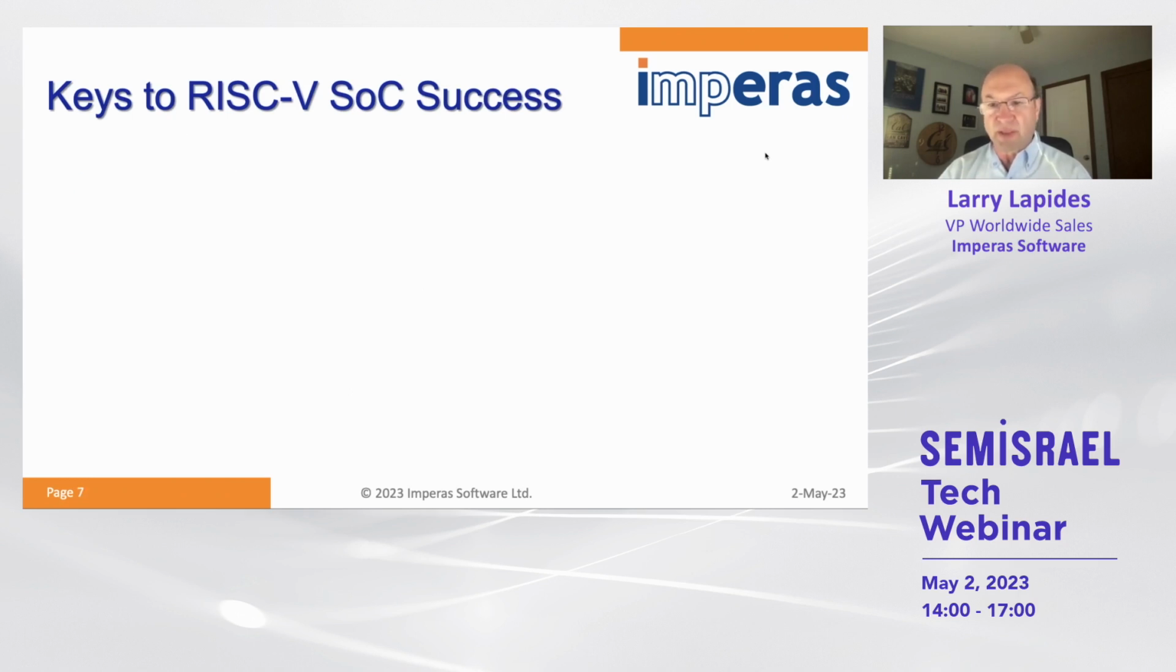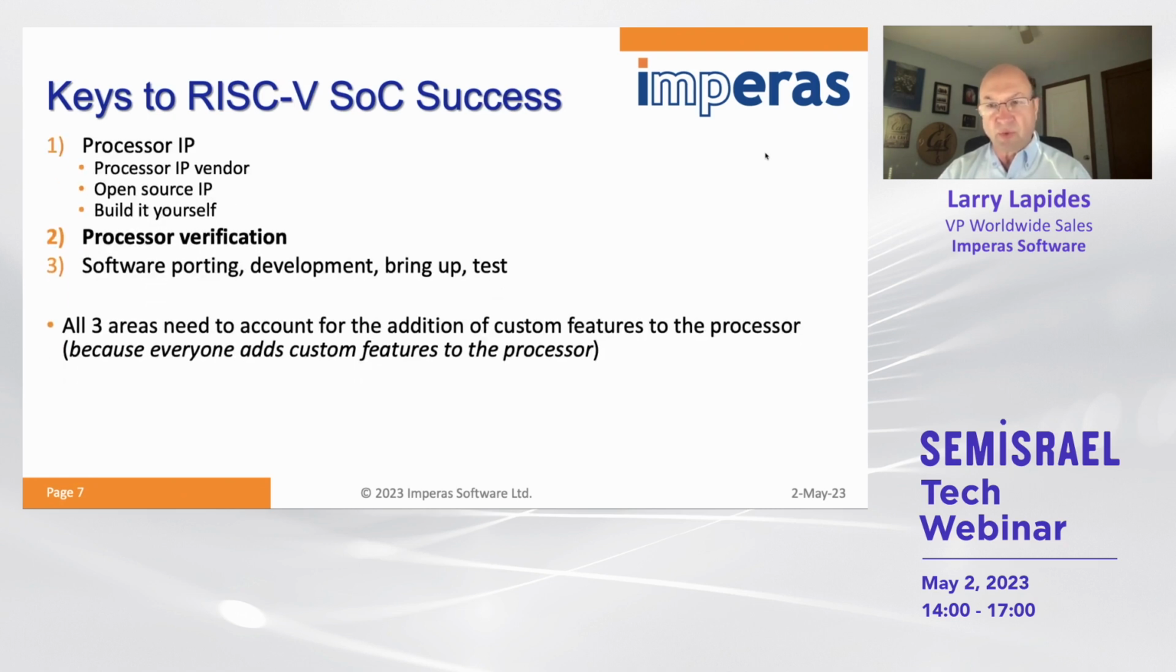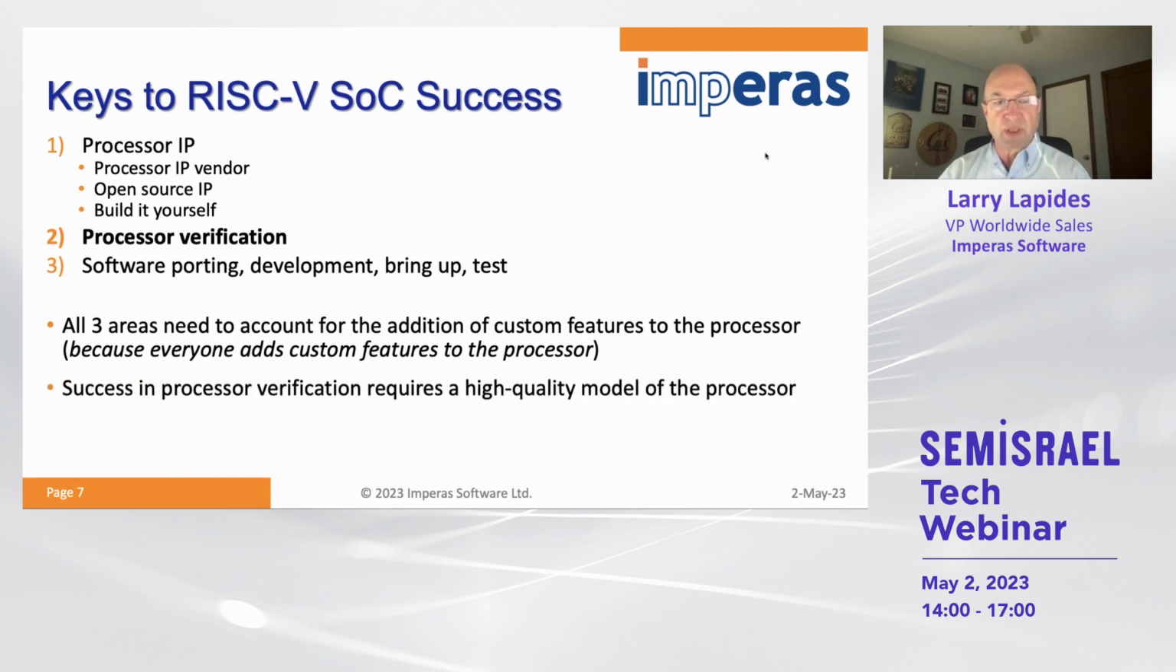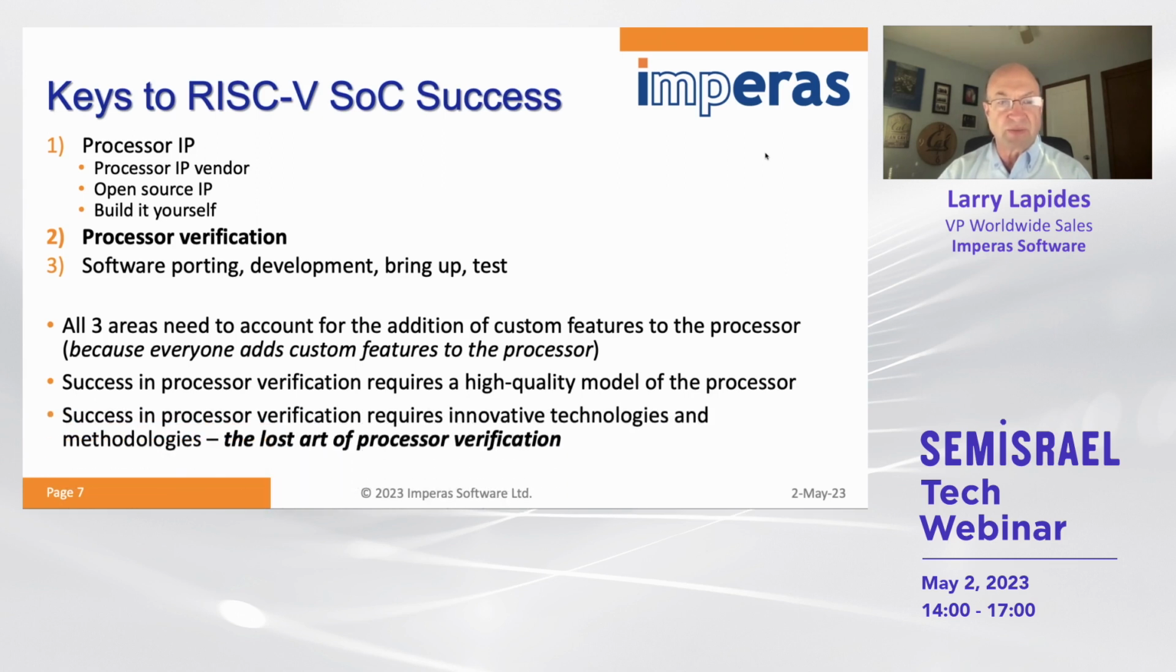So let's go back to this, provide just a bit more focus. So what we're talking about today is processor verification. This is where I'm going to focus. And success in processor verification requires a high quality model of the processor. So that's the next topic I'm going to cover. And then it also requires innovative technologies and methodologies, sort of the lost art of processor verification. And that's the second key topic I'll go through.